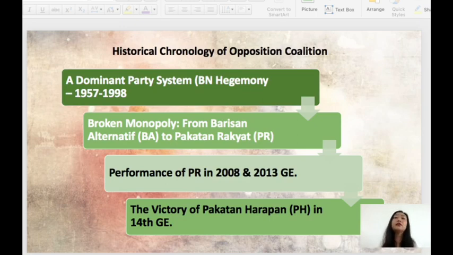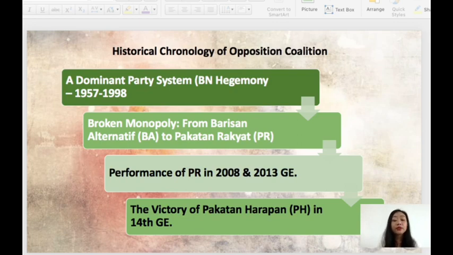So Barisan Alternatif was actually the earliest opposition party that challenged the Barisan Nasional hegemony. So the impetus for the Barisan Alternatif's formation was the 20 September 1998 arrest and subsequent conviction of former UMNO Deputy Prime Minister Anwar Ibrahim, who had been fired from his government post and subsequently became the leader of the reformasi movement against UMNO. The main actors in Barisan Alternatif or BA and Pakatan Rakyat or PR were almost the same individuals, which are DAP and PAS, as the members.